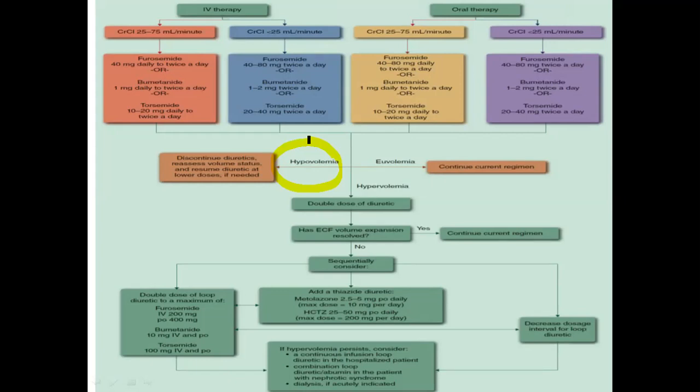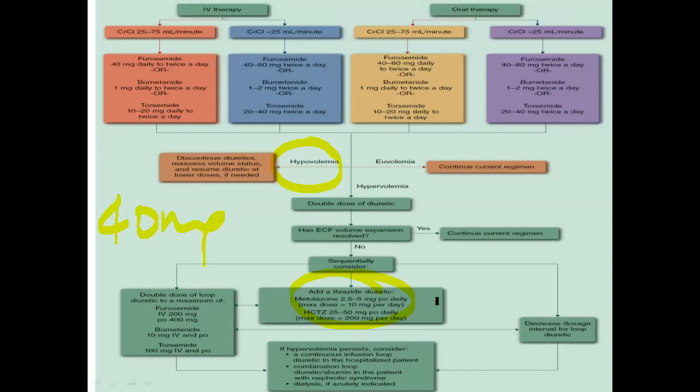Sometimes the patient becomes hypervolemic despite the use of loop diuretics. In that condition, you double the dose. For furosemide, the starting dose is mostly 40 milligrams, then you double the dose to 80 milligrams twice daily. If there is no response, you double again, and you monitor the response. If it is still not resolved, this is where we consider the addition of thiazide diuretics, including metolazone, in the refractory condition.